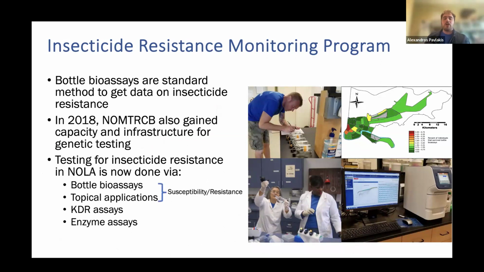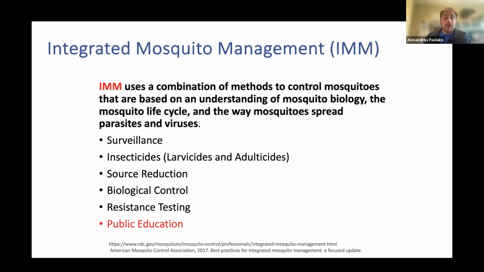So the first two are going to be looking for the susceptibility or expressed resistance in that population. And then KDR or knockdown resistance assays and enzyme assays will show us the mechanisms of resistance in that population. And finally, I want to leave off with public education.